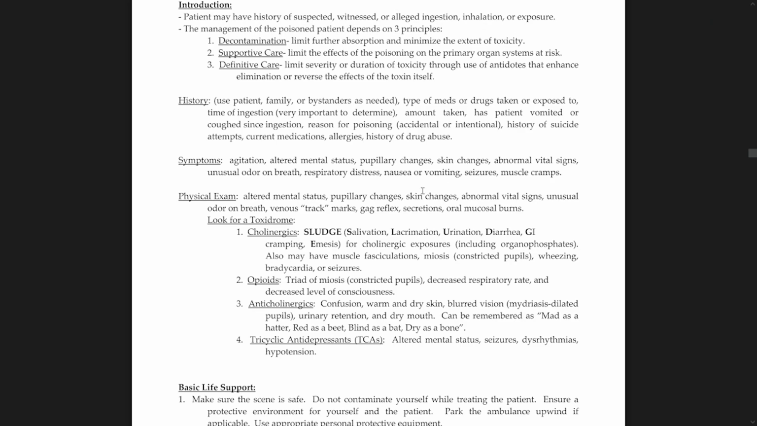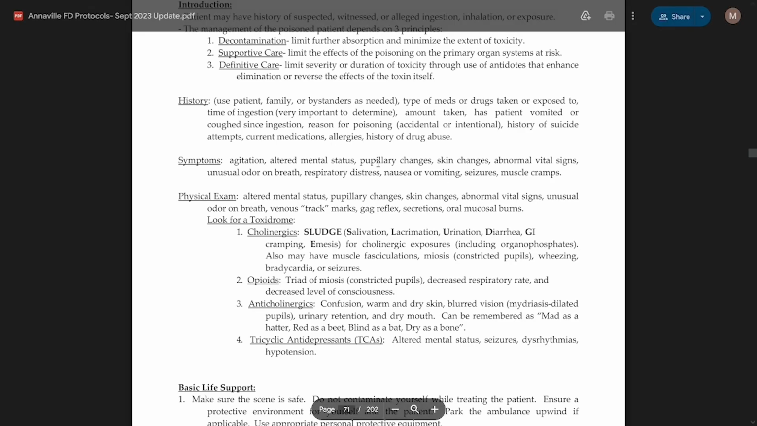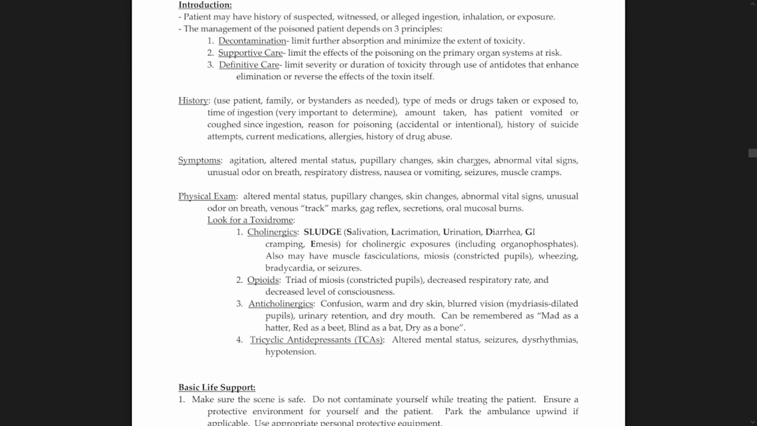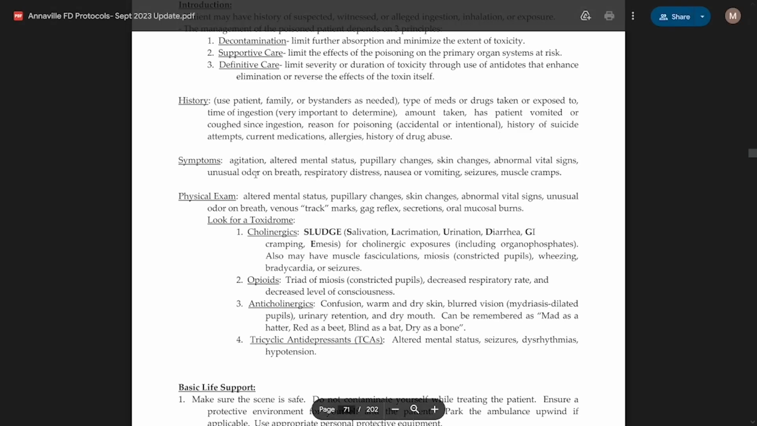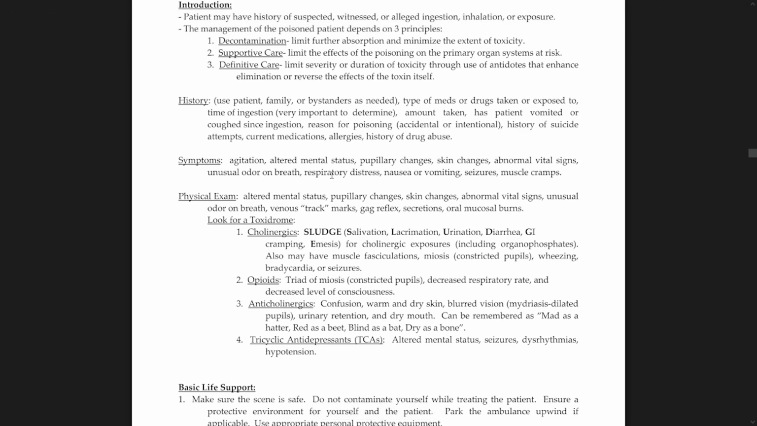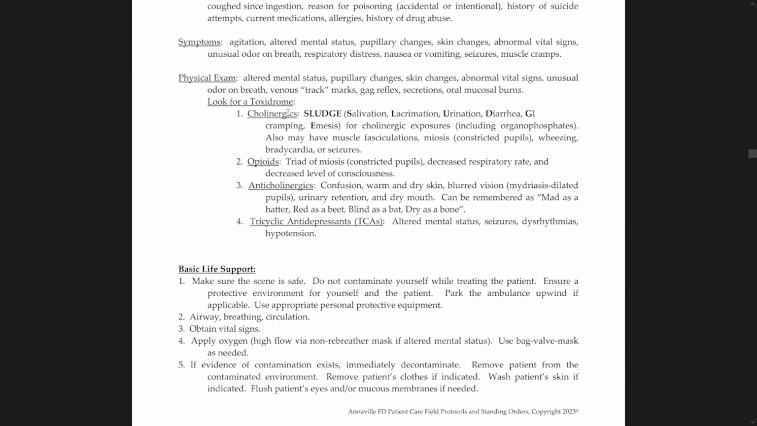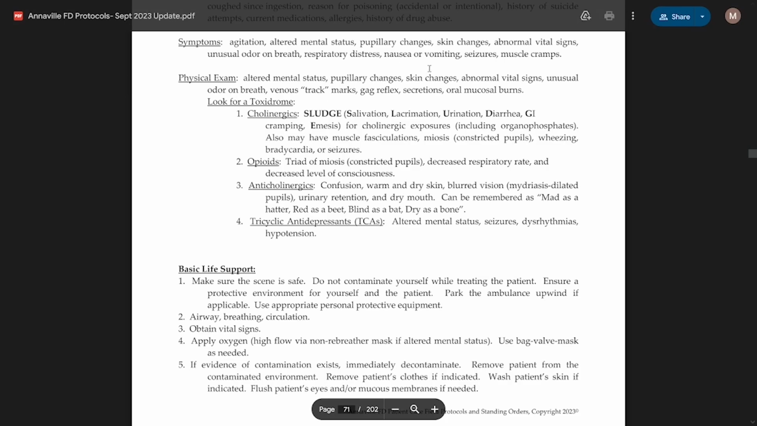For symptoms, check if they're agitated, if they have an altered mental status, pupillary changes, skin changes, abnormal vital signs, an unusual odor on their breath, respiratory distress, nausea or vomiting, seizures, and muscle cramps. For physical examinations, you want to check for an altered mental status, pupillary changes, skin changes, abnormal vital signs, unusual odor on their breath, venous track marks, gag reflexes, secretions, and oral mucosal burns.